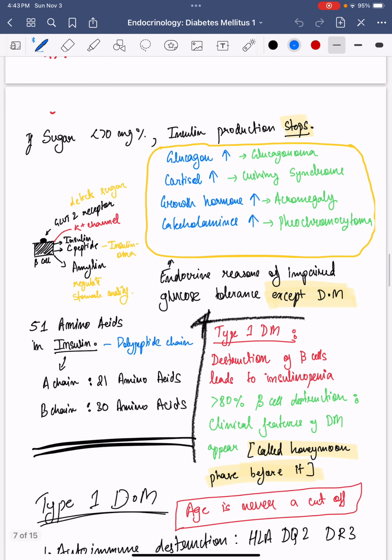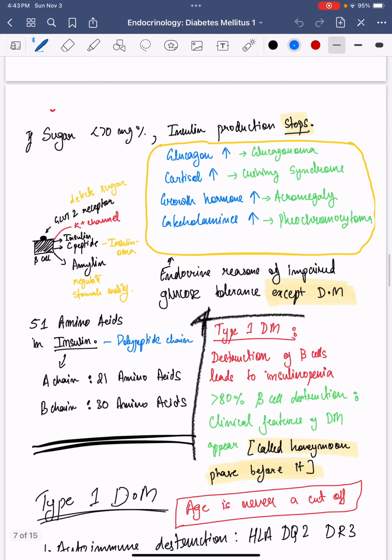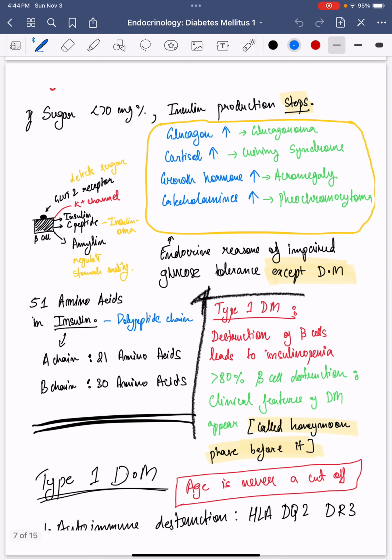And in yellow here I have just marked in which diseases the level of these hormones also increase. Glucagon increases in glucagonoma, cortisol increases in Cushing syndrome, growth hormone levels increase in acromegaly, and catecholamine levels increase in pheochromocytoma. So these four are the endocrine hormones that are reasons of impaired glucose tolerance except in diabetes mellitus.